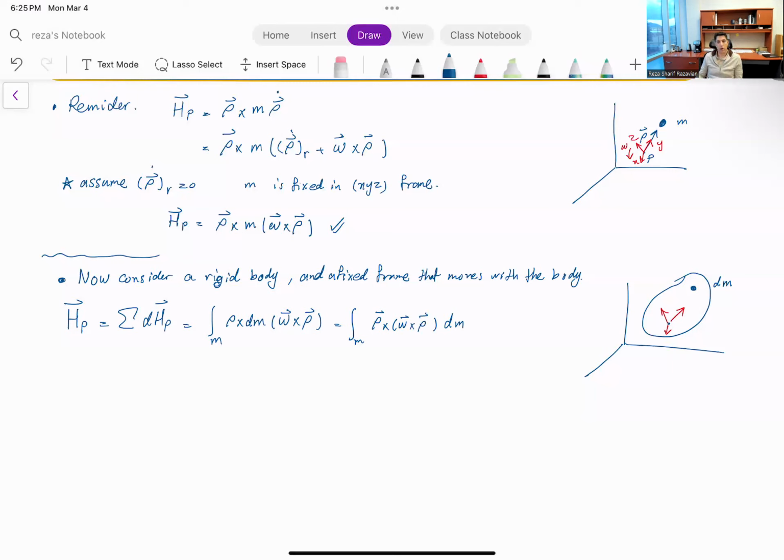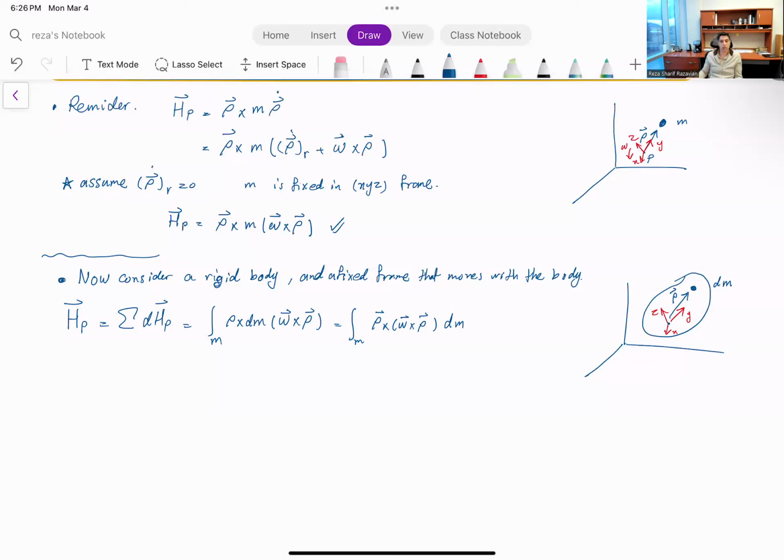All of these vectors are absolute vectors, but I can write them in any frame that I want. So I decide to write them and find the components of each of these in the little XYZ frame, and this is rho.